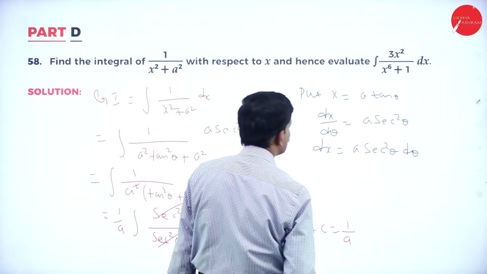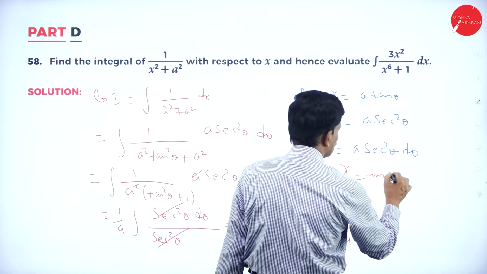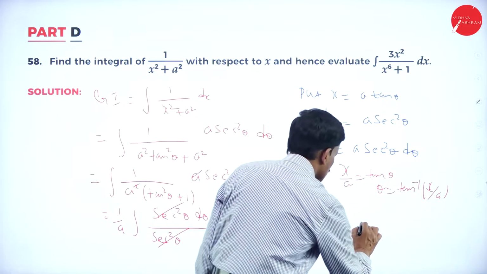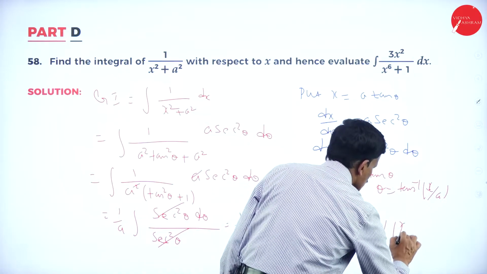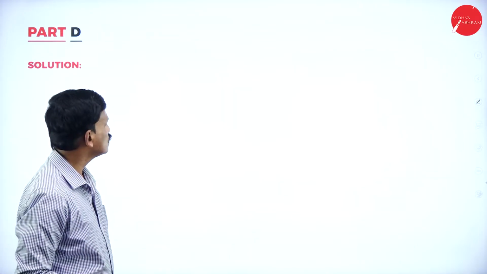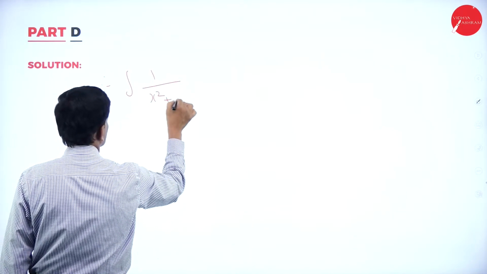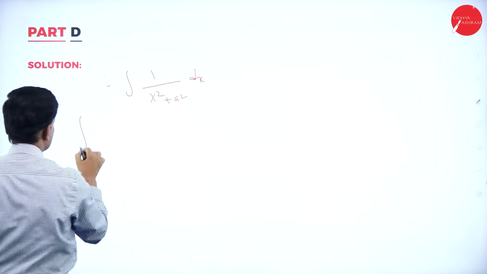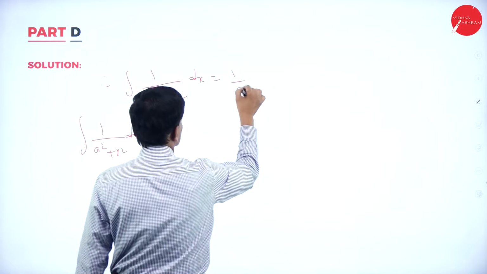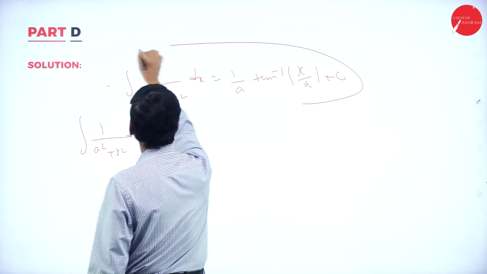Now this is 1 over a into, now from this x is equal to a tan theta, x by a is equal to tan theta, or theta is equal to tan inverse of x by a. So this is equal to 1 over a tan inverse x by a plus c. This is the integrated answer. That's it. Okay. Now, so therefore, I can write integral 1 over x square plus a square dx, or this can also be written as 1 over a square plus x square dx, one and the same. The answer is 1 over a tan inverse of x by a plus c. This is the required answer.